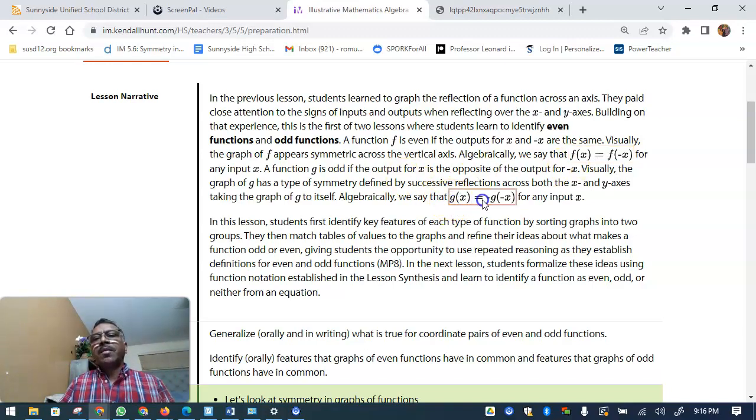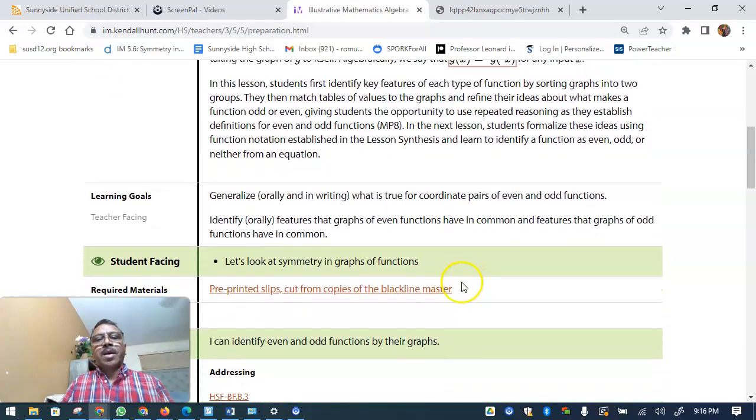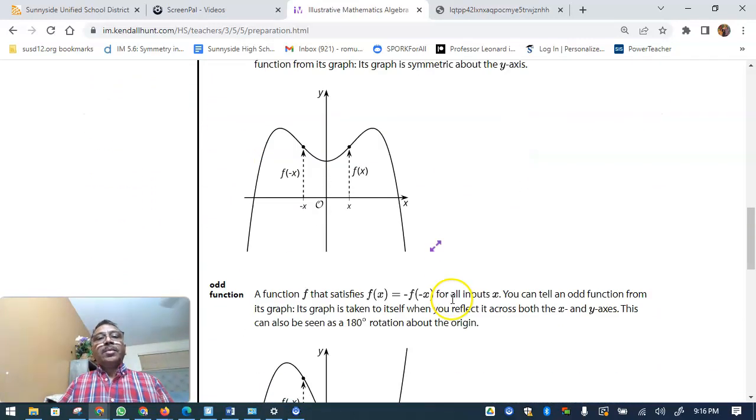And then what is the meaning of an odd function? What this means is not just the opposite of the input but also the opposite of the output. As I walk through the problem, you will understand better. So let me go straight away.